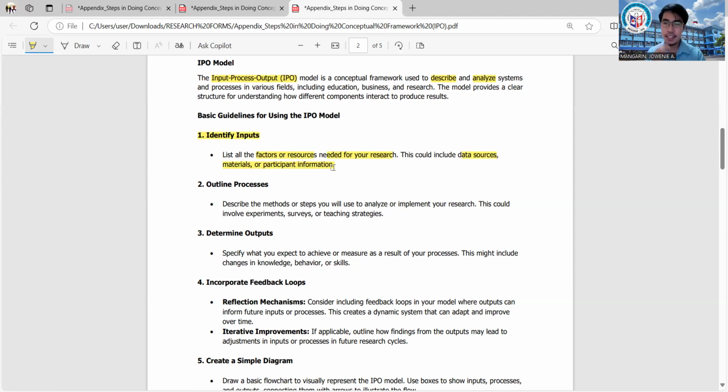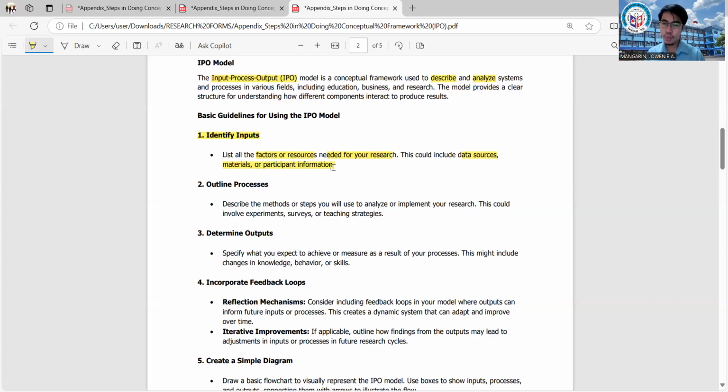Ulitin ko ha, in a coconut shell, kapag sinabi nating input, ito yung declarative version ng ating statement of the problem. Halimbawa, meron tayong statement of the problem na what are the demographic profiles of the respondents in terms of age, gender, and length of service? What are the factors that affect the motivation of the students? Then number three, what plan of action may be proposed to enhance the motivation of the students?